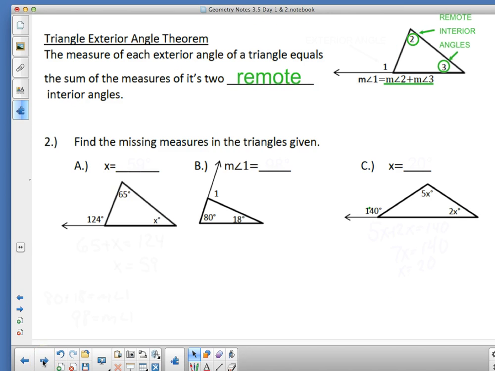Triangle exterior angle theorem. The exterior angle is equal to the two remote interior angles. Crazy! Because that's my exterior angle right there. Okay, now I've got my two remote interiors.